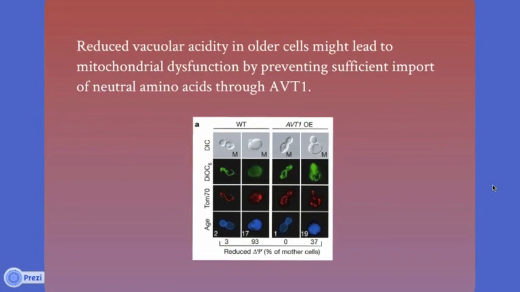To look more at the effect of AVT1, they went ahead and overexpressed AVT1 and found that it prevented changes in mitochondrial structure in 63% of older cells, even though vacuolar acidity was low in these cells. They then went ahead and removed AVT1 and found that it expedited age-induced mitochondrial dysfunction. Even when they overexpressed VMA1 and VPH2, without AVT1, mitochondrial dysfunction was not prevented. However, deletion of AVT1 did not increase vacuolar acidity. From these results, we can deduce that reduced vacuolar acidity in older cells might lead to mitochondrial dysfunction by preventing sufficient import of neutral amino acids through AVT1.